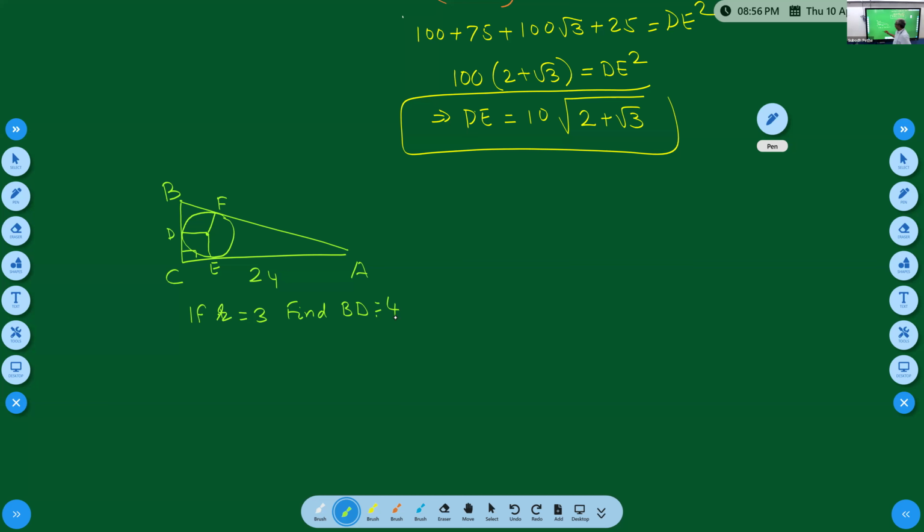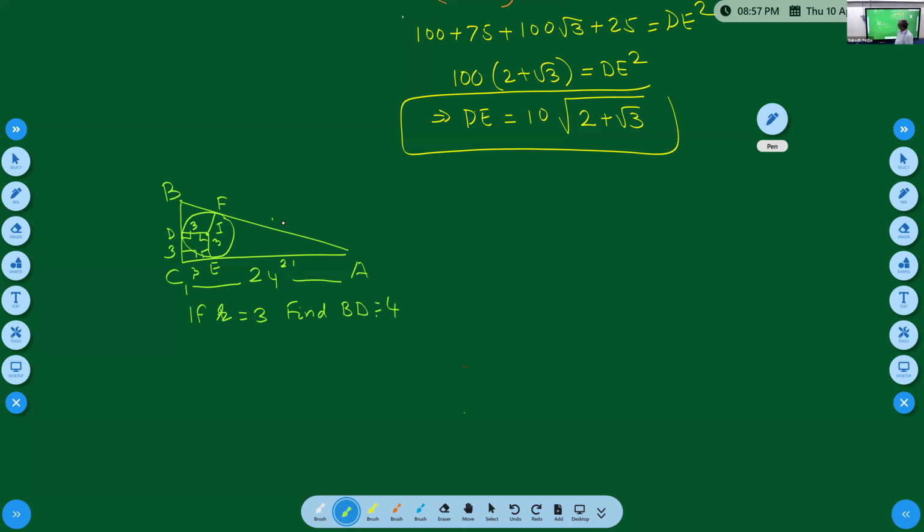One is, now this total distance is 24 and the inradius is 3. We draw perpendiculars. So this is a square. Three angles are 90, therefore the fourth is also 90. And two adjacent sides are equal. Otherwise it could be a rectangle, but 90, 90, 90, 90 and two adjacent sides equal. Therefore IDCE is a square. Therefore CE is 3, DC is 3. So AE is 21. Therefore AF is also 21.